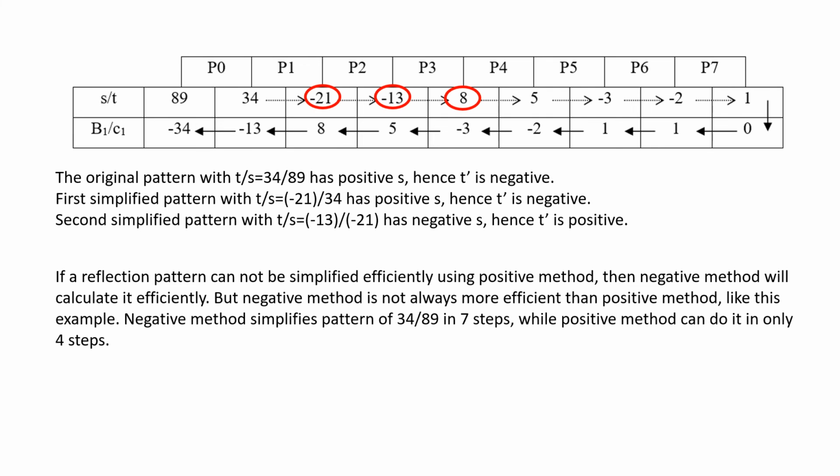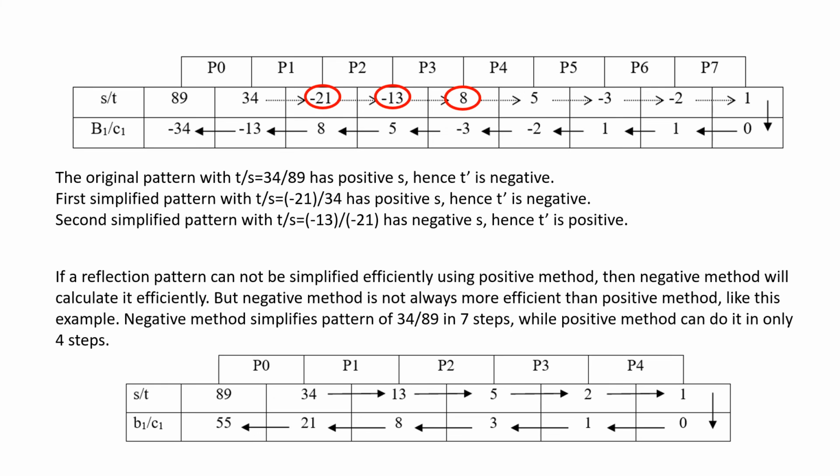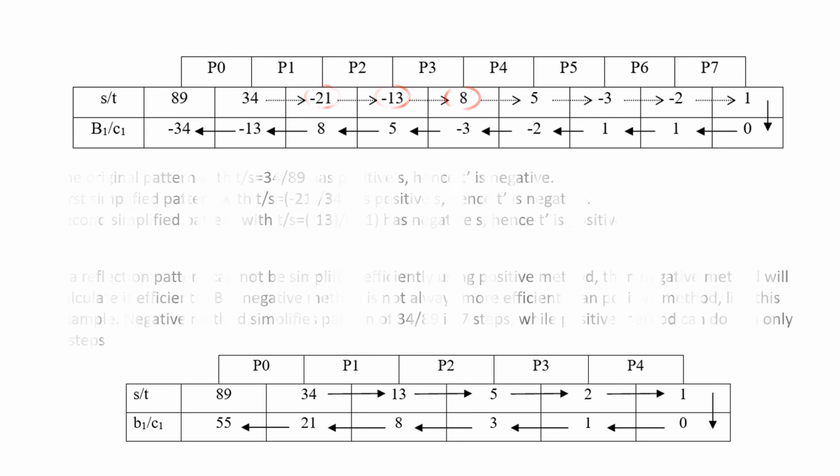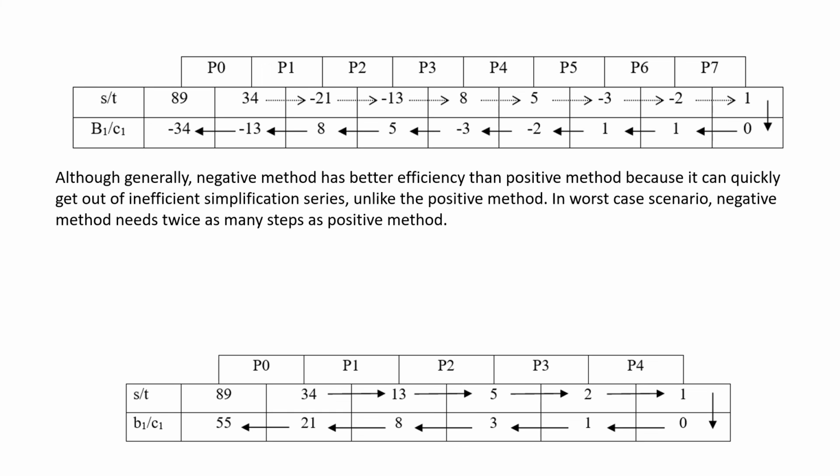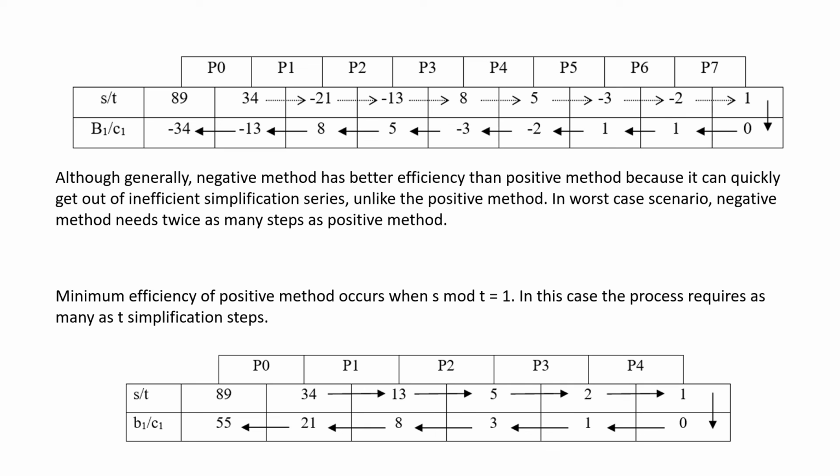But negative method is not always more efficient than positive method, like this example. Negative method simplifies pattern of 34 over 89 in 7 steps, while positive method can do it in only 4 steps. Although generally, negative method has better efficiency than positive method because it can quickly get out of inefficient simplification series, unlike the positive method. In worst-case scenario, negative method needs twice as many steps as positive method. Minimum efficiency of positive method occurs when s mod t equals 1. In this case the process requires as many as t simplification steps.